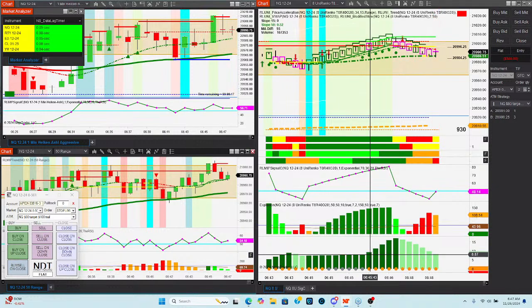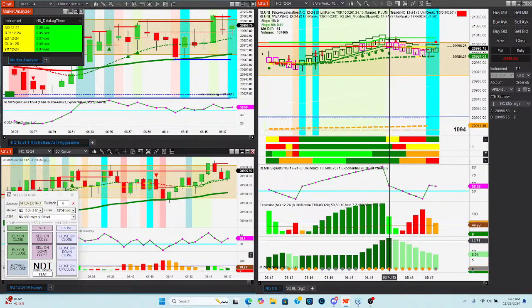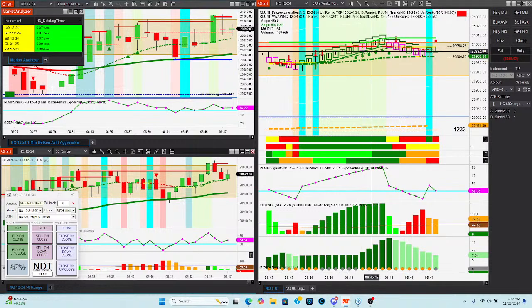Okay, now this may have been able to give you a first target, but we had that pivot here, or volume zone, and it didn't get you out of it.